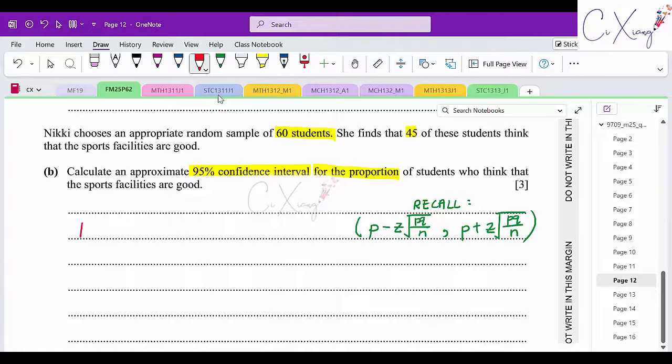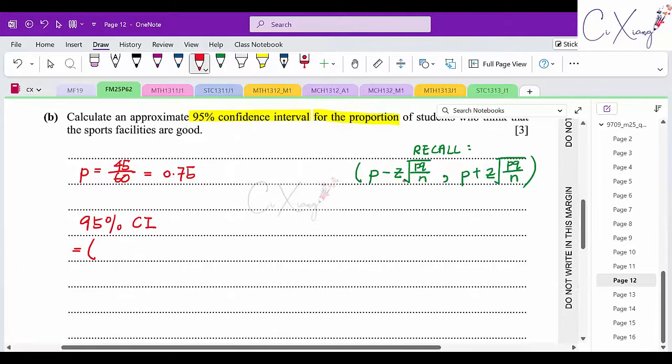Before that, maybe I try to calculate the P first. What's the proportion of the students who said the facility is good? You have 45 students saying that it is good out of the 60 students, right? If you press the calculator for this, you know that your P should be 0.75. Alright, then if I want to calculate the 95% confidence interval, I just need to make sure that I put in all the values correctly. According to the formula here, this is P, which means 0.75, minus the value of Z.